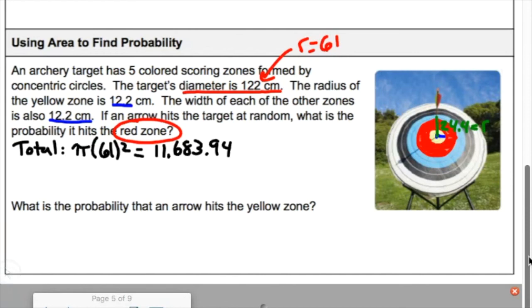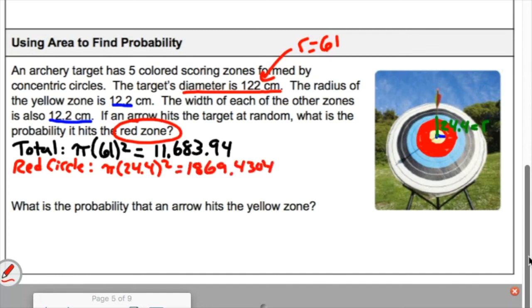So I'm going to use that information because I need to take away what I don't want. I want just the donut. So I'm going to take the outer circle minus the inner circle. So if the whole red circle was, if the whole thing was red, if there wasn't a yellow center, that would be pi times 24.4 squared. All right, I still have to do a little bit of work because I don't want the yellow part, but we'll get that in just a second. So that's going to be 1,869.4304 if you plug that in.